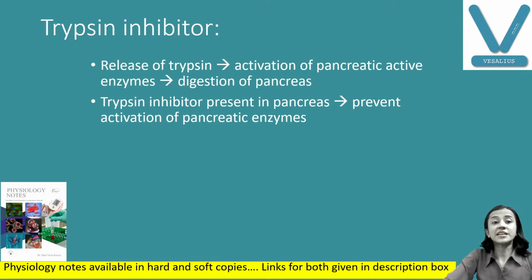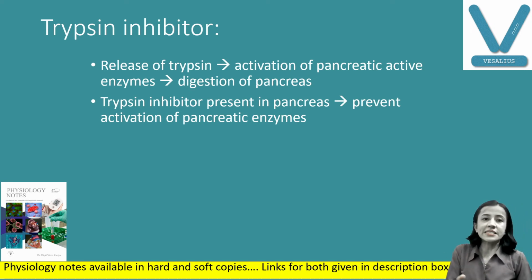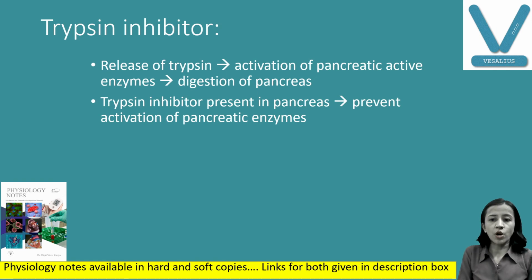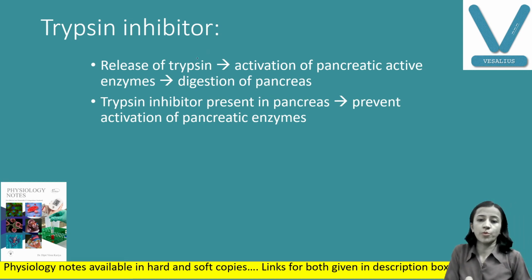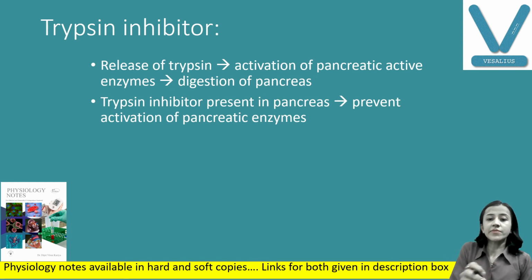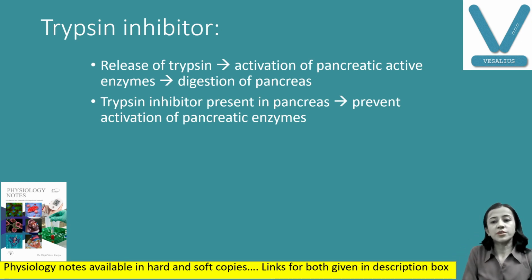Then another important function is trypsin inhibitor. Why is trypsin inhibitor important? Because when trypsin is there in active form, it is a strong proteolytic enzyme, as I told you. And another important thing is it activates other proteolytic enzymes like chymotrypsinogen, procarboxypeptidase and all. So if it is there in active form, then it results in digestion of the pancreas. So pancreas contains trypsin inhibitor, so trypsin remains in inhibited form. And when it comes into the intestine, the duodenum, then only it gets activated.